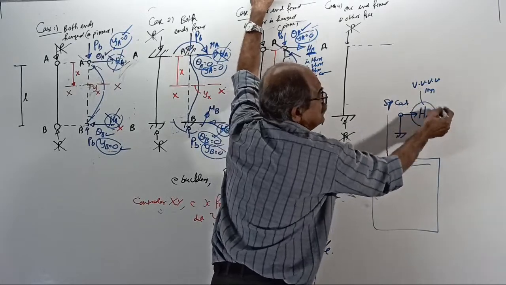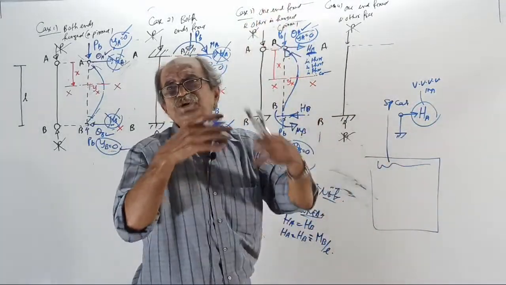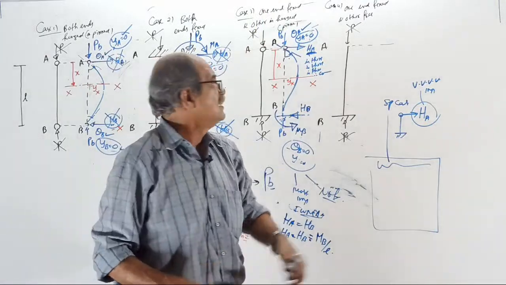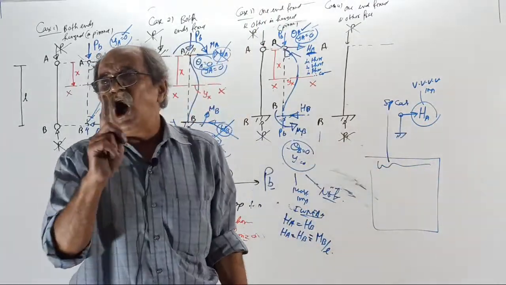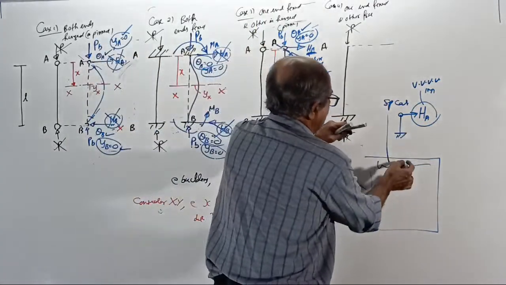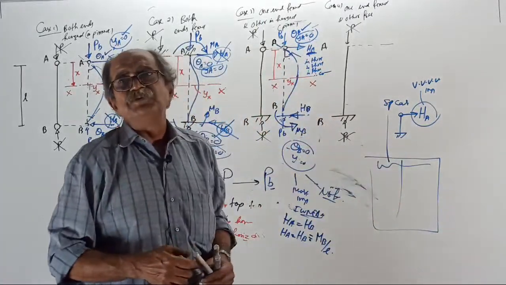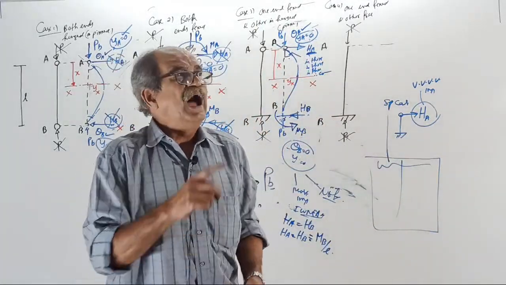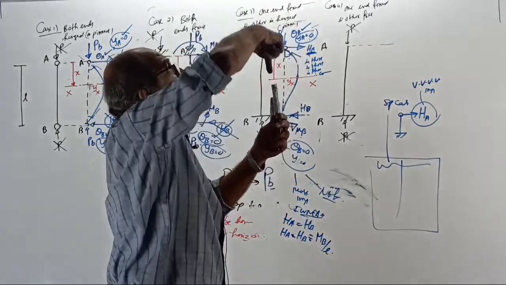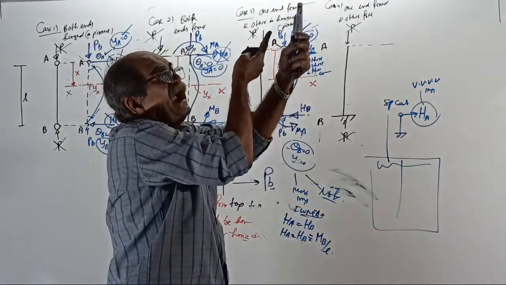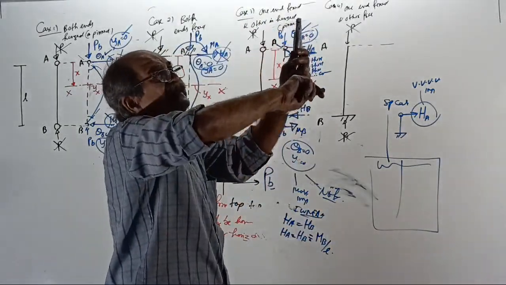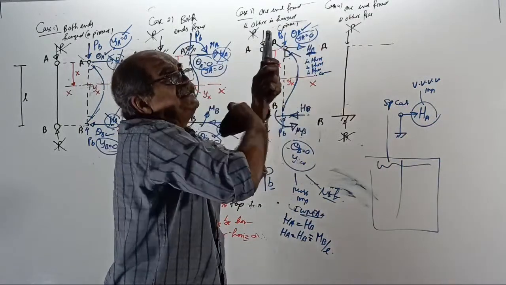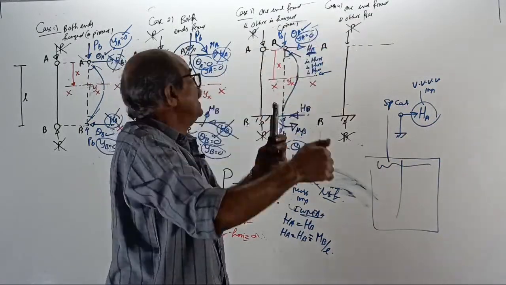If you forget this one, your problem is gone. You will never get the answer. Clear now? Do not forget. When later I come to derivation of case number 3, I will simply tell what? PB, reacting moment MB, to balance that one, HB, HA. HB right side, HA right side.